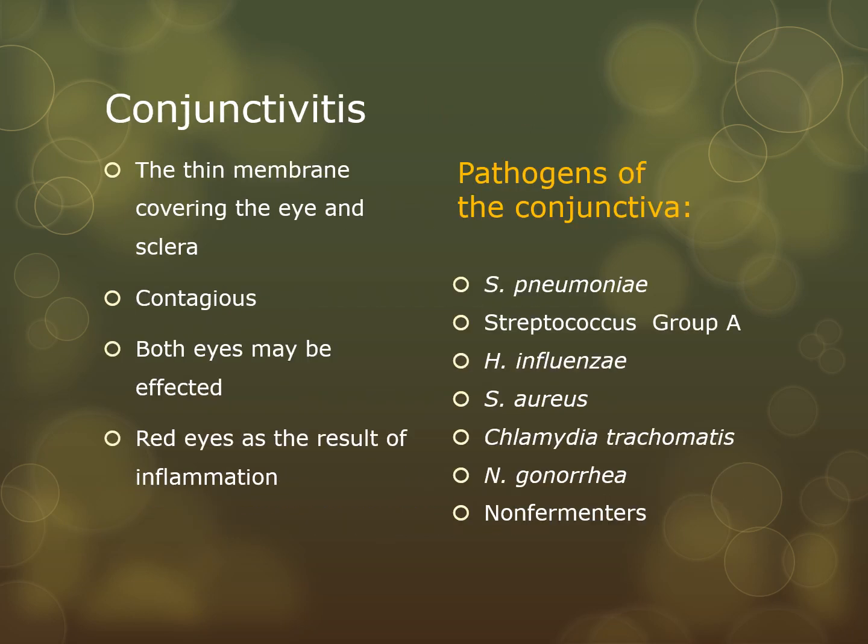The conjunctiva is the mucous membrane that surrounds the eye. Conjunctivitis is when you have an infection of that mucous membrane. It is contagious and both eyes can be affected. Usually you will see red colored eyes, and that is the result of inflammation. Some pathogens of the conjunctiva would be Streptococcus pneumoniae, Streptococcus group A, Haemophilus influenzae, Staph aureus, Chlamydia trachomatis, Neisseria gonorrhoeae, and non-fermenters.